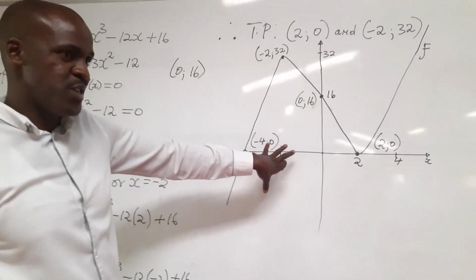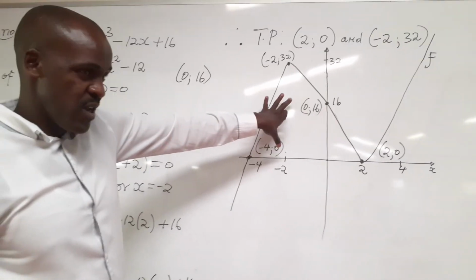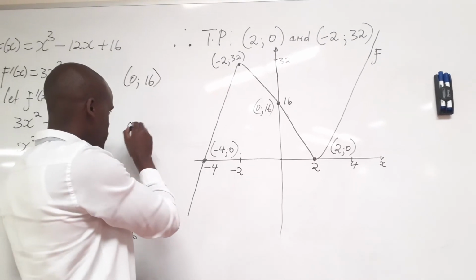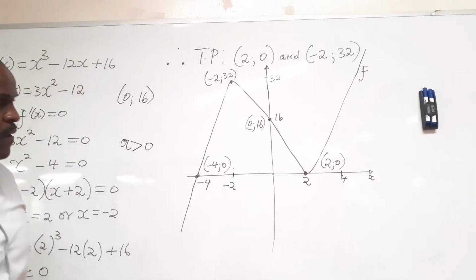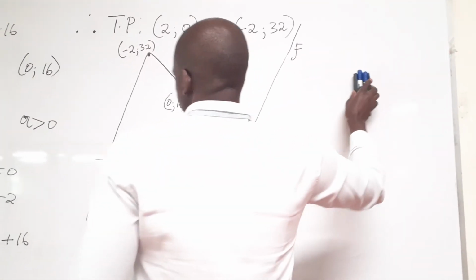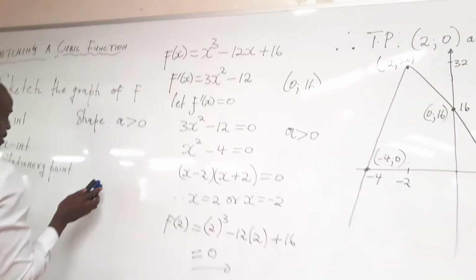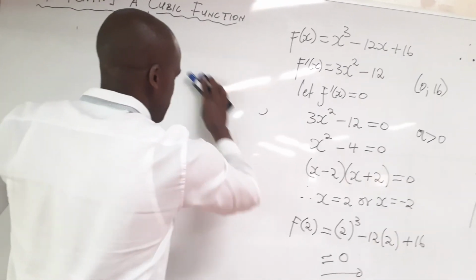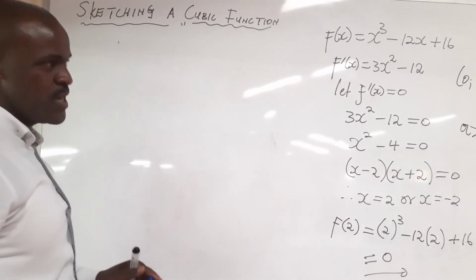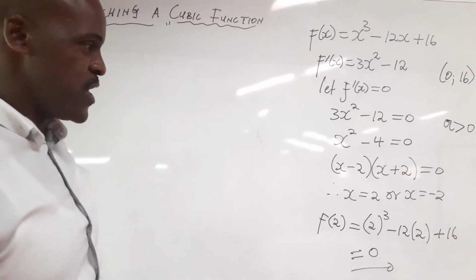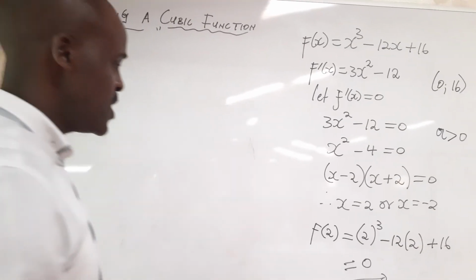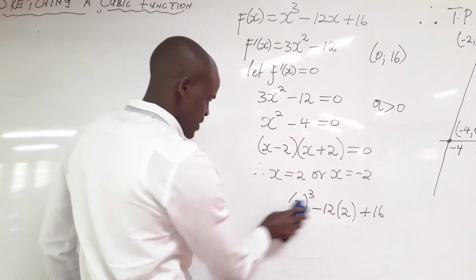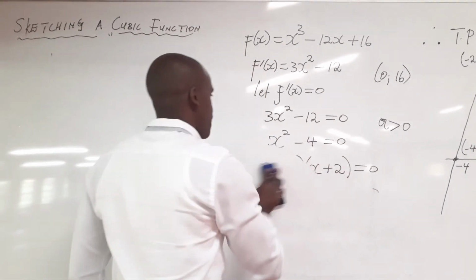That's how to sketch your graph. Remember, you need to be careful of the shape. This is an increasing function because the value of a is positive. You can indicate the point of inflection if you are being asked to also find the point of inflection. But here you're just being asked to sketch the graph, so we need the x and y intercept, also the turning point.